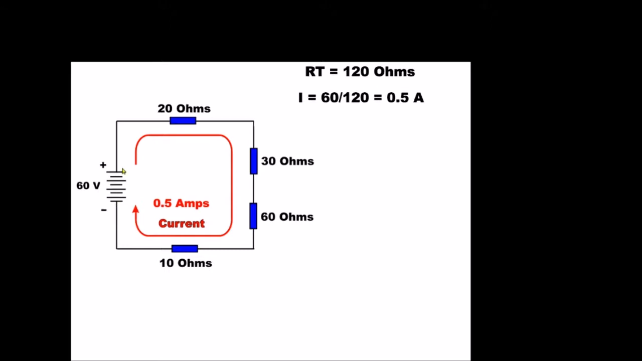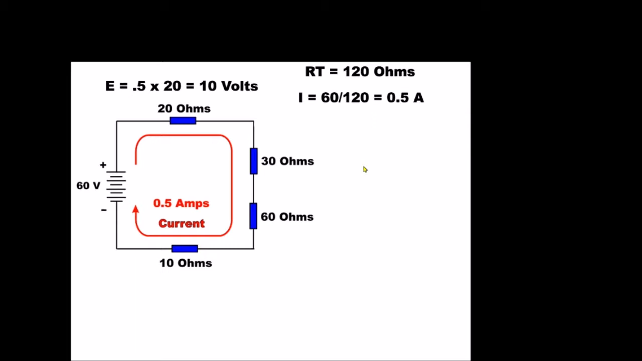So here we have our 60 volts. We are going to push 1/2 amp of current through that entire circuit. We can measure here, and we'd have 1/2 amp of current. If we measure here, we'd have 1/2 amp of current. If we measure here, we'd have 1/2 amp of current all through this entire circuitry.